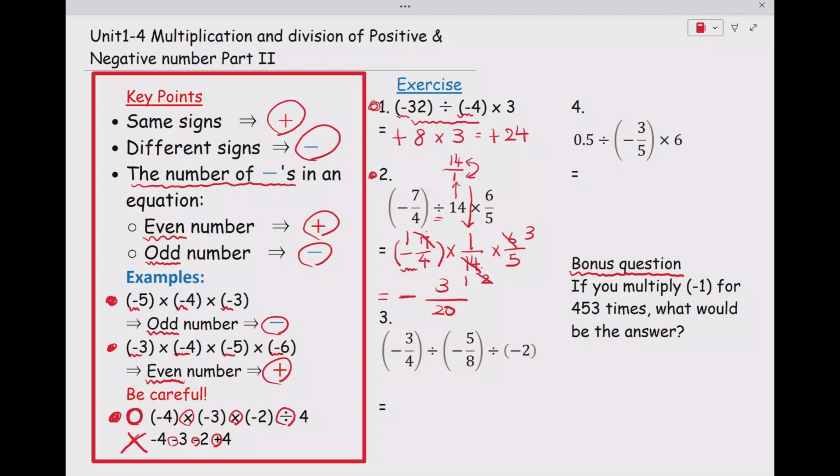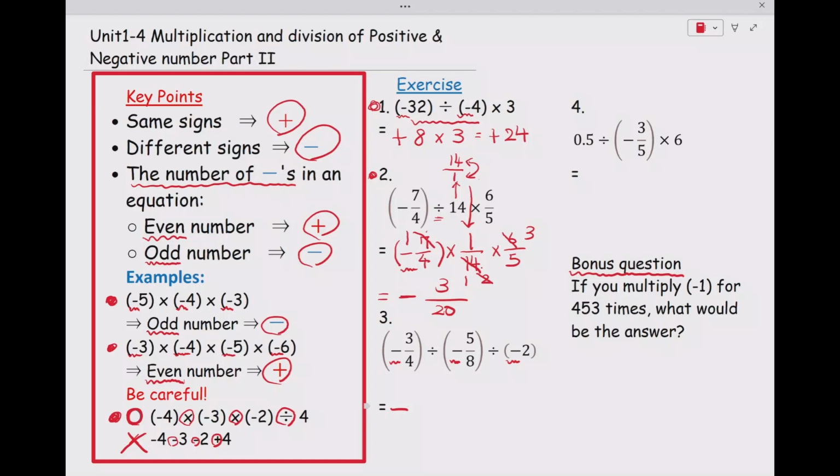Question number 3. Minus 3/4 divided by minus 5/8 divided by minus 2. First, the signs. Let's count the number of negatives. The number of negatives are 3, which is an odd number. So the sign for the answer will be negative. Next is numbers. This question is mixed with fractions and integers. Moreover, multiplication and division are also mixed.